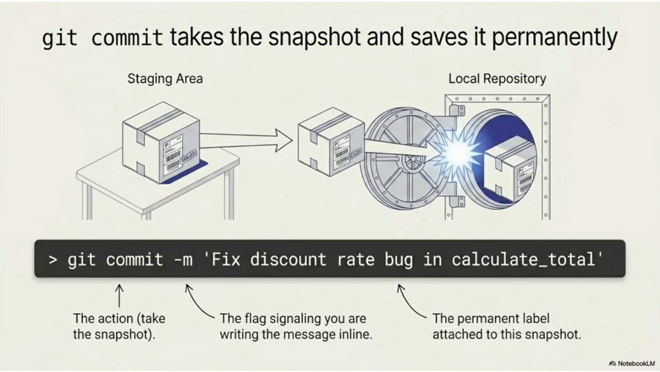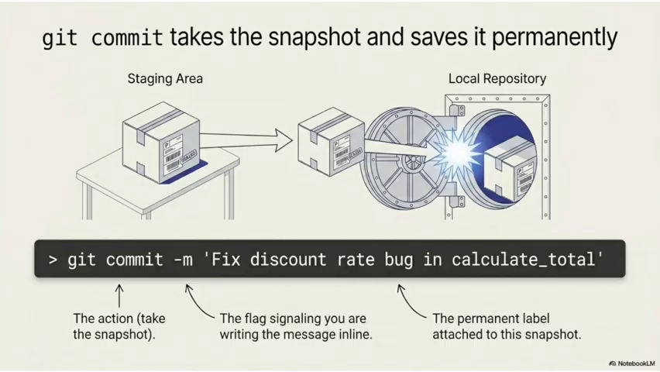Git commit seals the staged files into a permanent snapshot and attaches a descriptive label, moving them from the prep table to the photo album. The anatomy of the command: git commit is the action, take the snapshot. -m is the flag signaling you're writing a message inline.